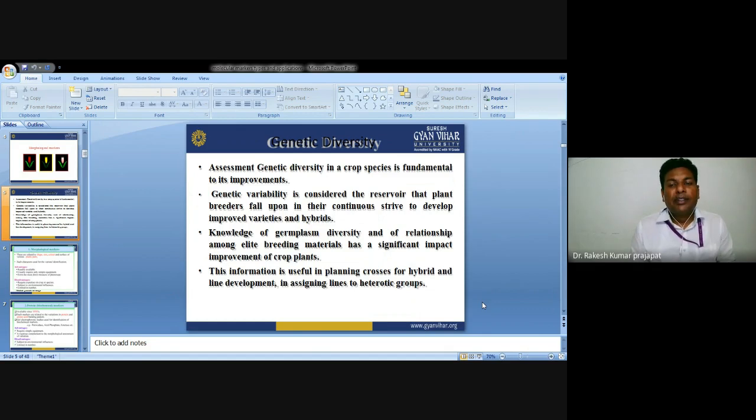Knowledge of germplasm diversity and of relationships among the elite breeding material has a significant impact on the improvement of the crop. Germplasm diversity provides very good knowledge of the relationships among elite breeding materials. This information is useful in the planning process for hybrid and line development and in assigning lines to heterotic groups.